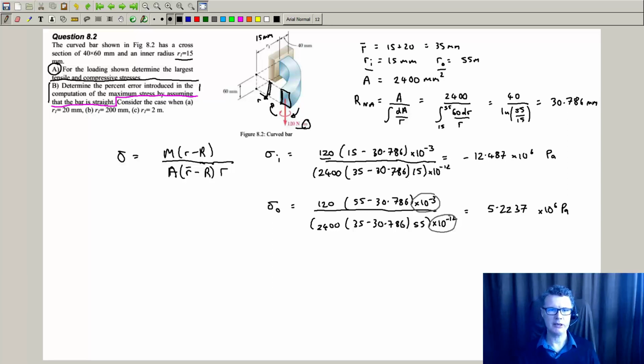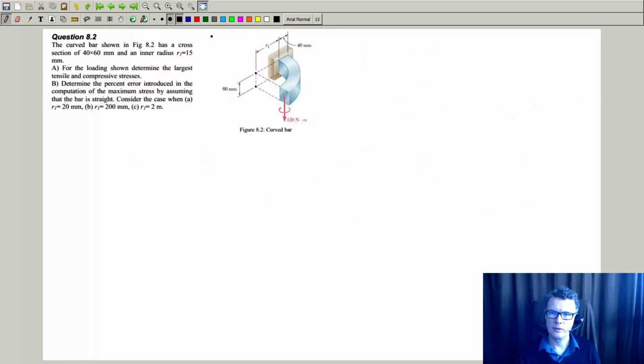So part B, I'm going to split up into two. It's a bit of a complex question, what they're actually asking for. Determine the percentage error introduced in the computation of the maximum stress by assuming the bar is straight for these various cases. So what it's saying is, let's imagine we don't have a curved bar, and we're going to replace it with one that's been straightened out.